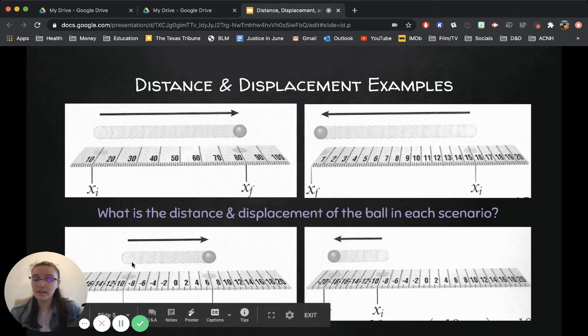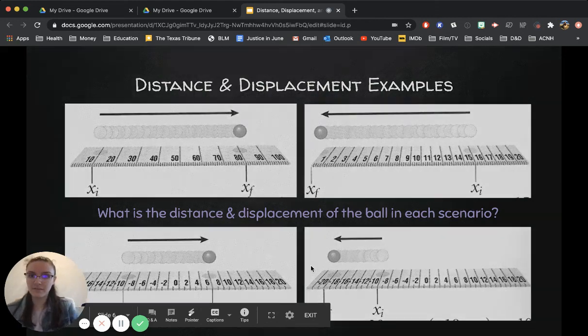In this third example, in the bottom left, I start at negative 10 and I move forward to 6. So my distance is going to be 16 centimeters. My displacement is going to be 16 centimeters to the right. And in this last example, I started at negative 10, I end at negative 20. So my distance will be 10 centimeters and my displacement will be 10 centimeters to the left.